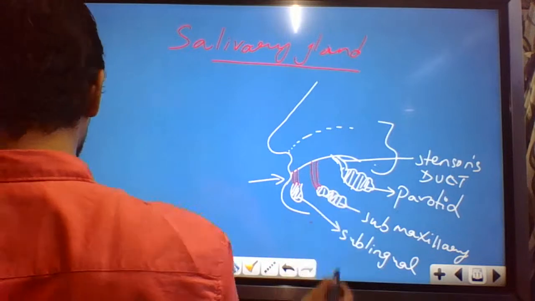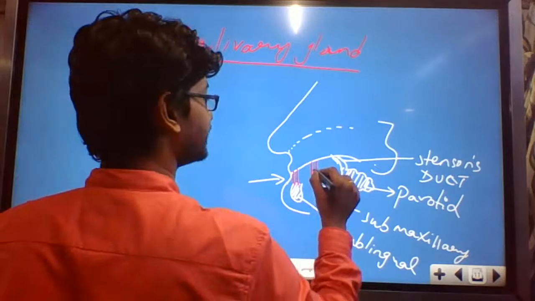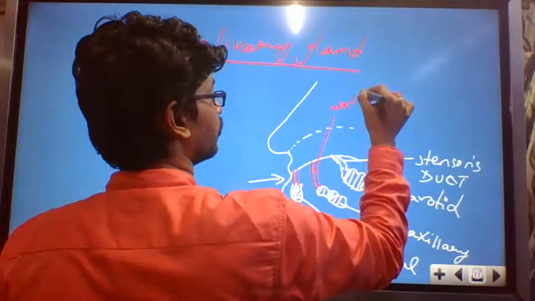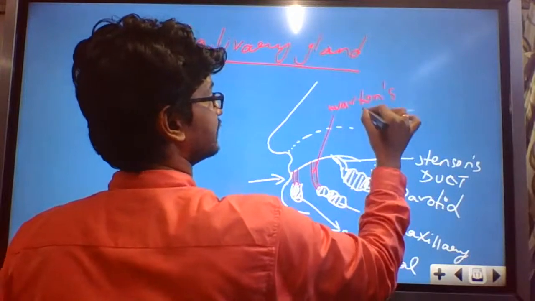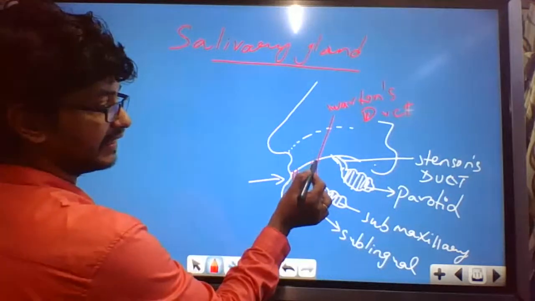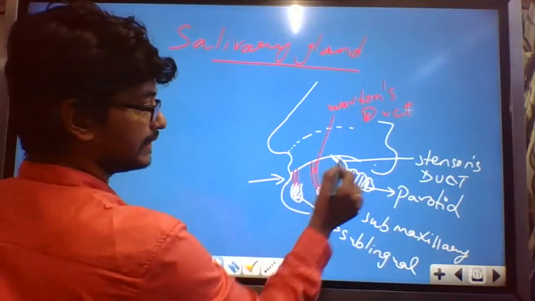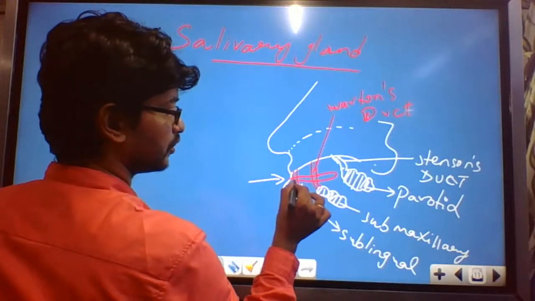This submaxillary gland is connected by means of a duct called Wharton's duct. The submaxillary is connected with this, right? So we call it Wharton's duct, and here you could see the tongue.